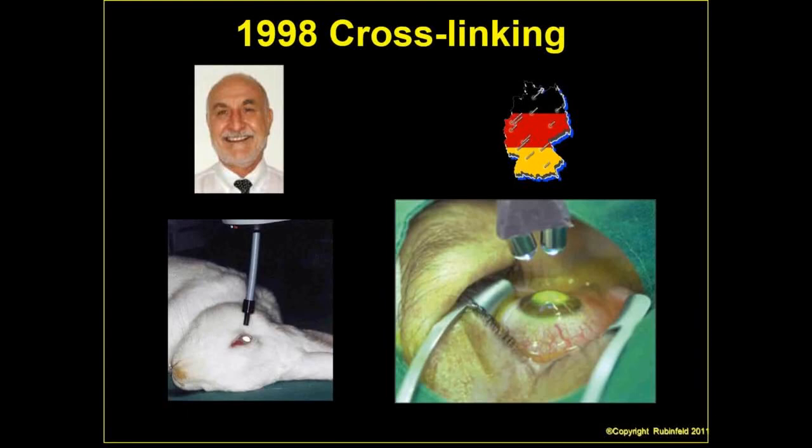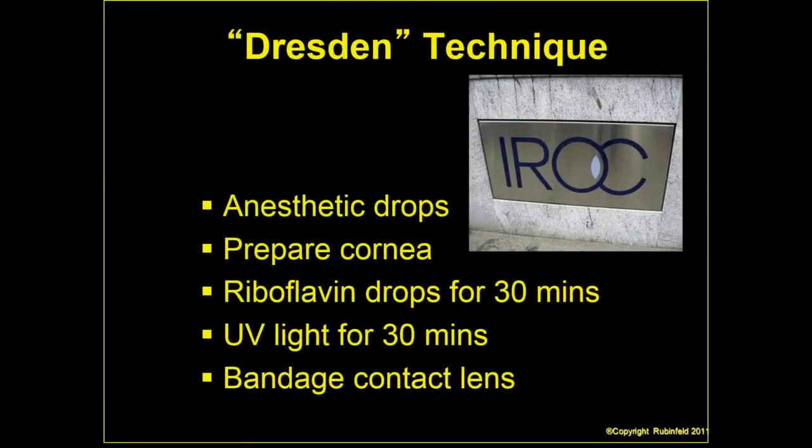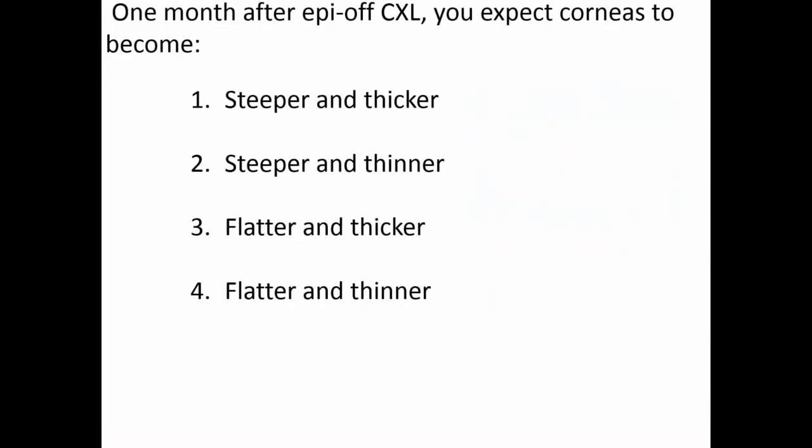Now, crosslinking was first developed by Theo Seiler in 1998, and he really came up with this great idea that really has made such an impact in so many people's lives. And he developed the Dresden technique, which is anesthetic drops are placed on the eye, the corneal epithelium is removed, riboflavin drops are placed on for 30 minutes, followed by 30 minutes of UV light at 3 milliwatts, and then a bandaged contact lens is placed and the eye heals like a PRK patient. So this is a very straightforward technique, and it has proven to be very successful as a basic technique for crosslinking, although there's more advanced techniques nowadays.